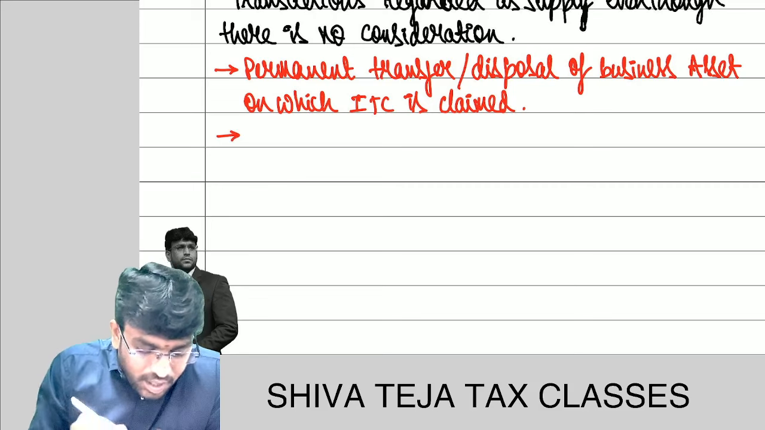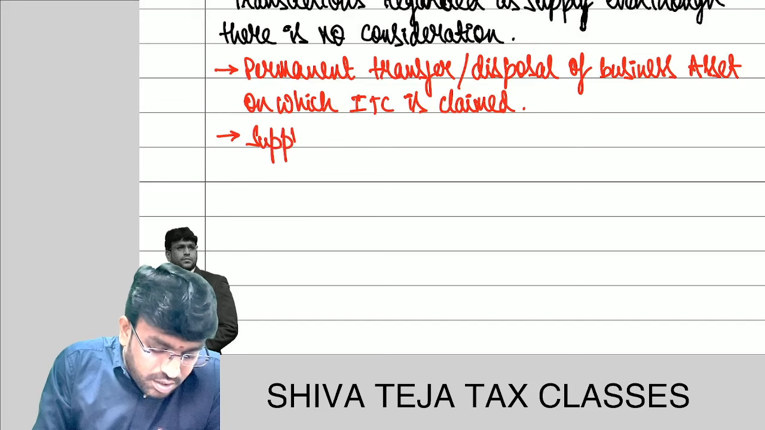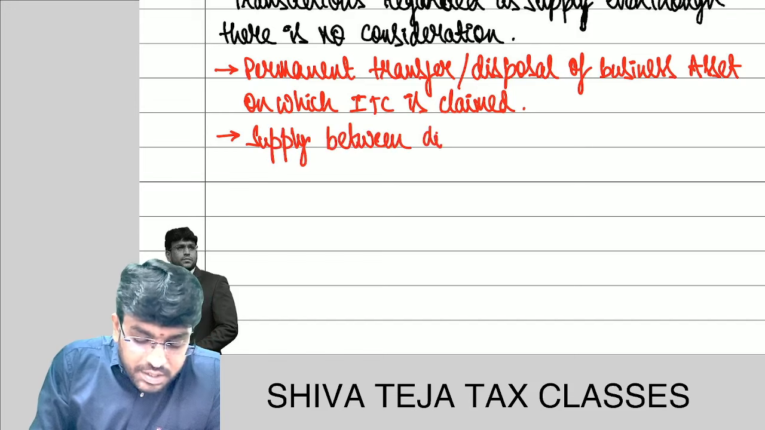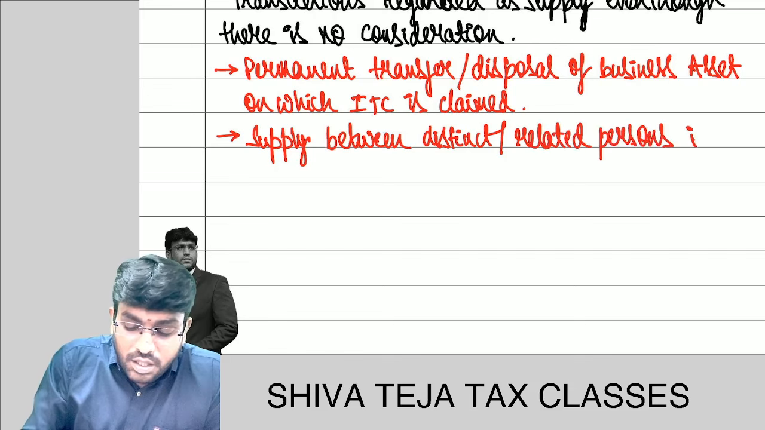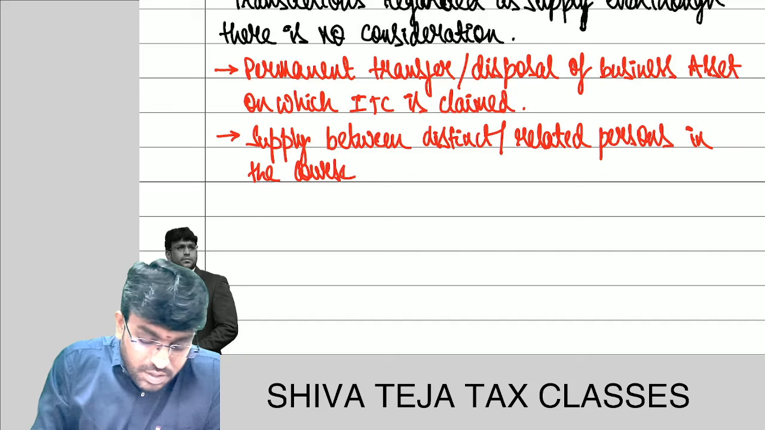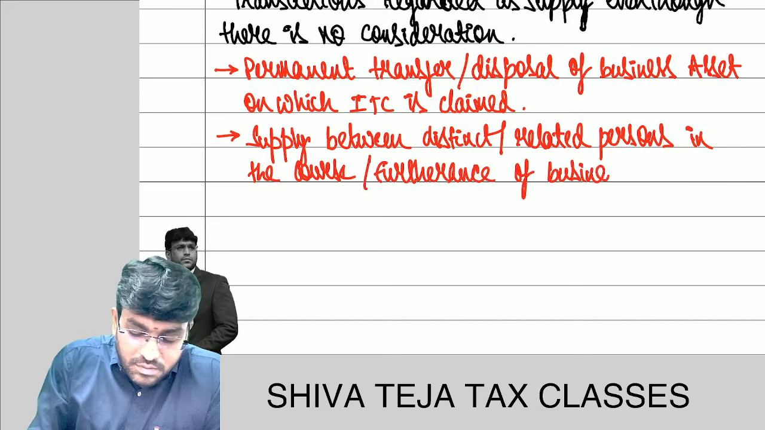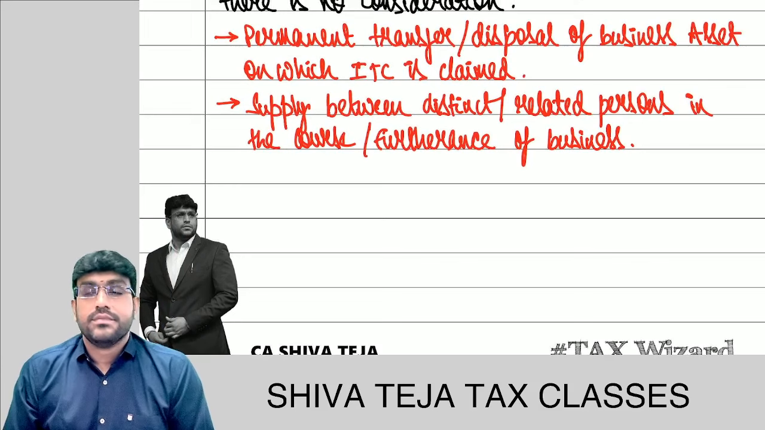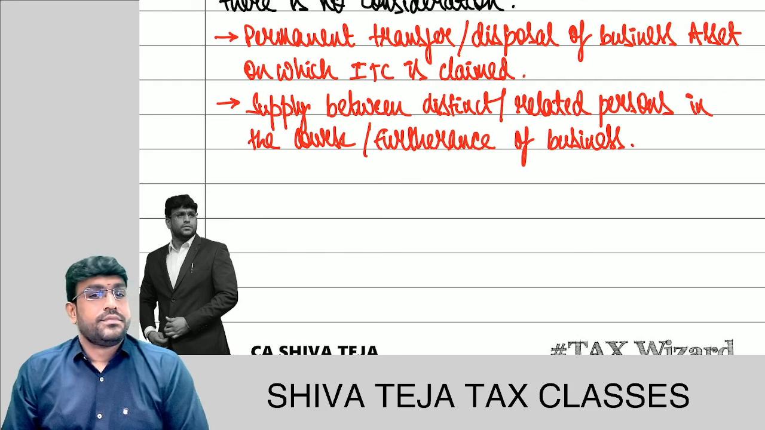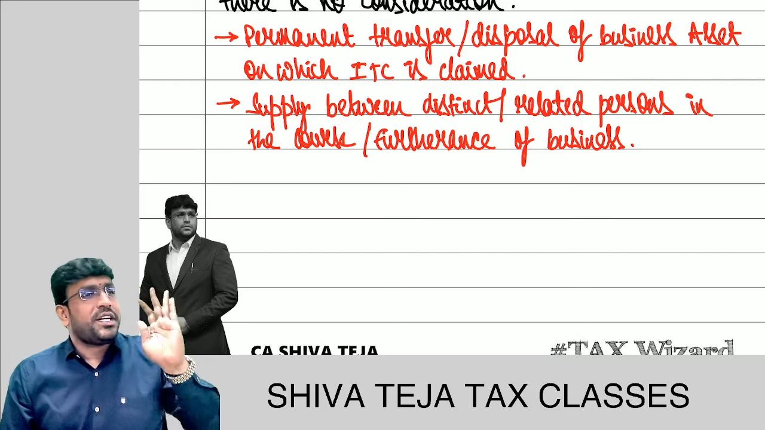Next. Second point. Very, very important point. Extremely important. Please concentrate. Supply between distinct or related persons in the course or furtherance of business. So come on, what is the line I wrote there? Supply between what? Distinct or related persons. First line.